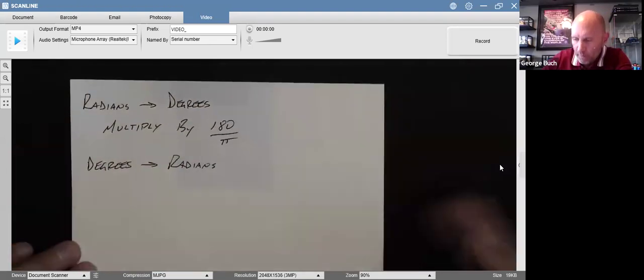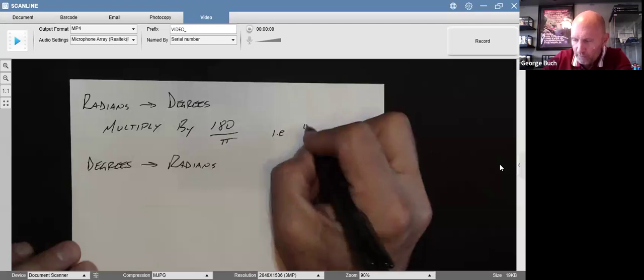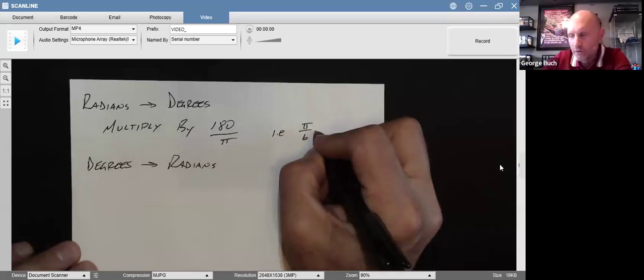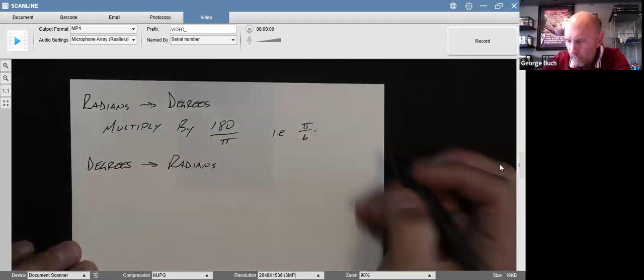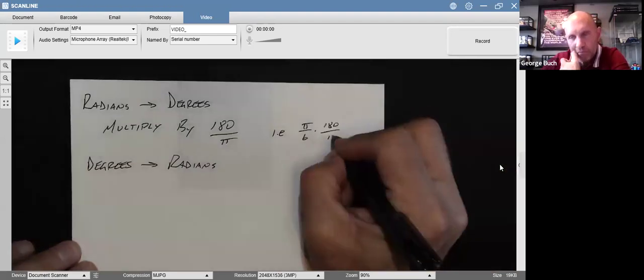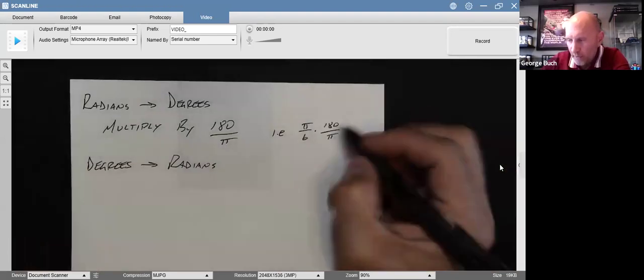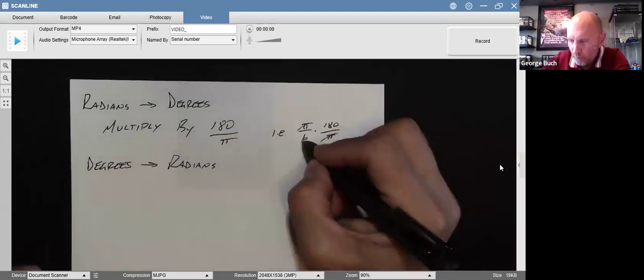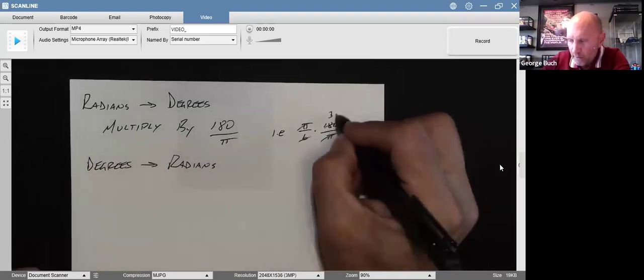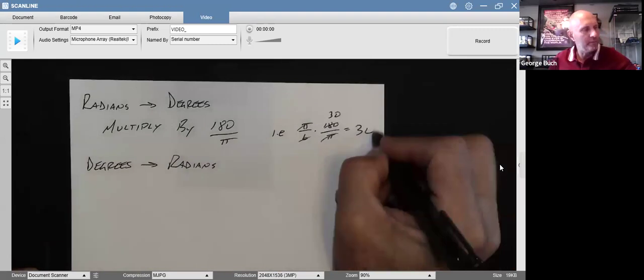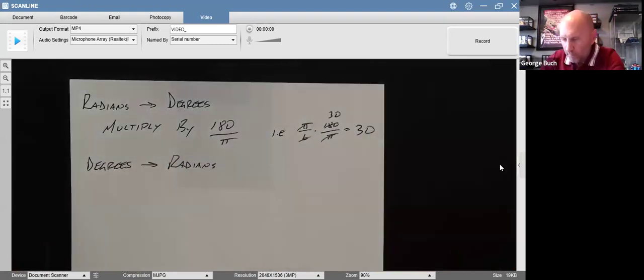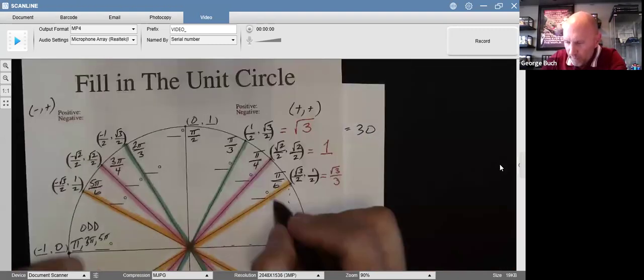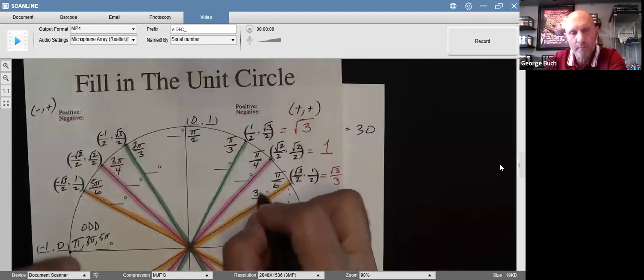So for example, if I have pi over 6 and I want to convert that to degrees, I multiply by 180 over pi. So the pi's cancel out. 6 cancels out with 180, leaving me 30. So the answer then is that pi over 6 is the same as 30 degrees.